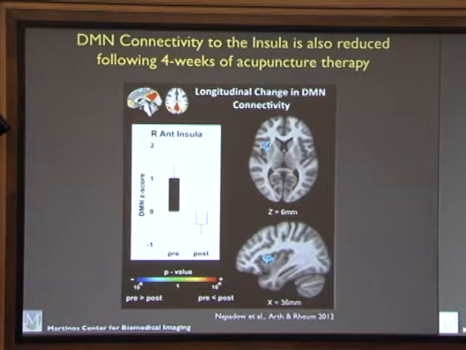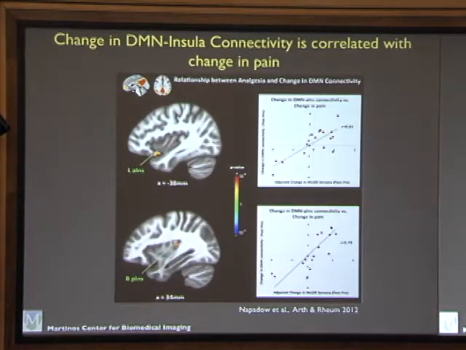And this, by the way, is a whole brain analysis. So this is the only part of the brain where we saw a diminishment in connectivity to the DMN. I want to stress that this is not some sort of masked ROI result. And we also found that the more improvement there was in pain, the more decrease there was in DMN connectivity to the insula, although a slightly different location, as you see here, than in the past.